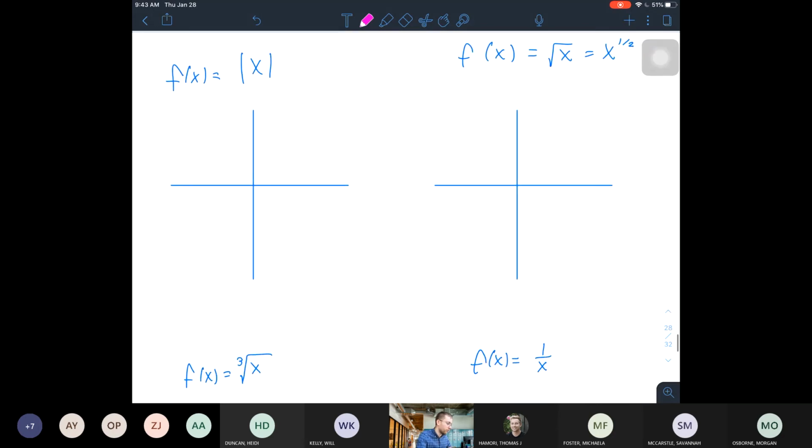Next up, we've got absolute value of x. What does it look like? Well, it's going to be a V shape.